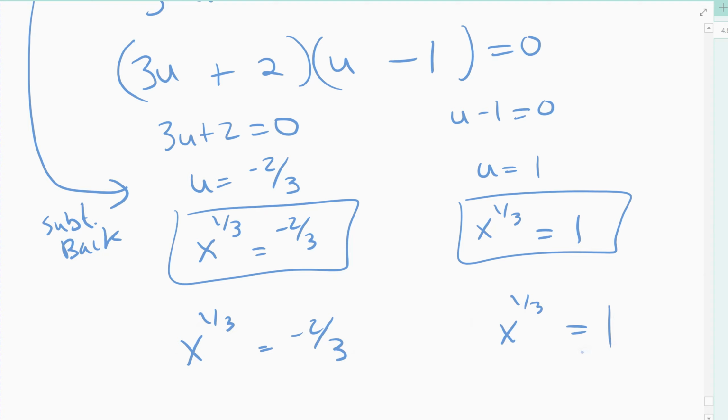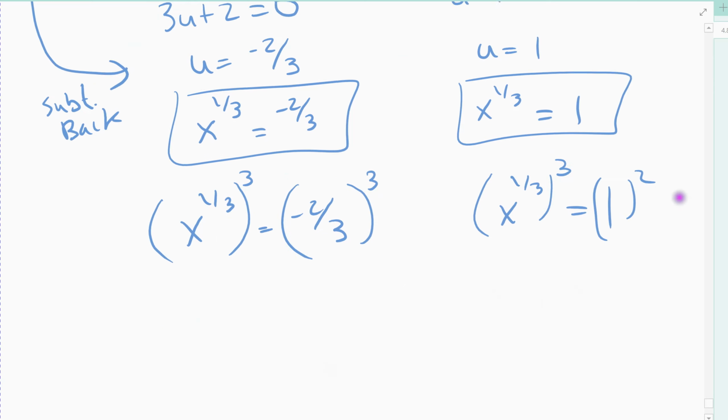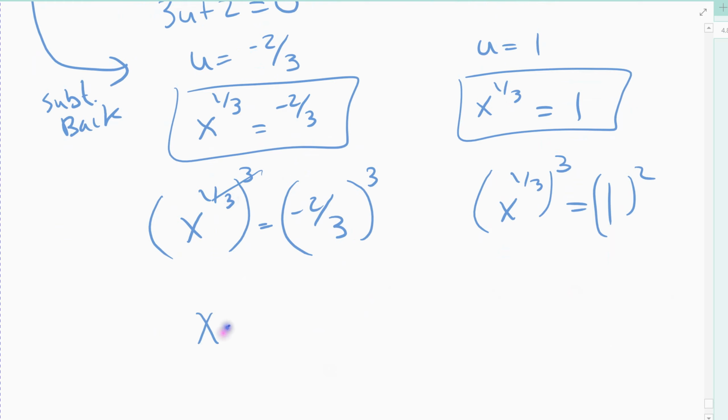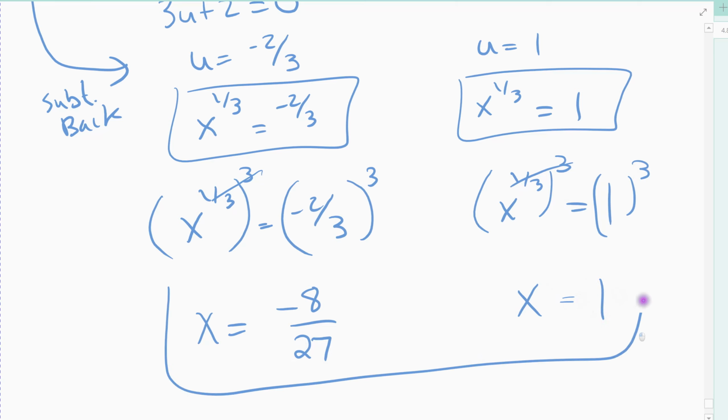And now I use the rules I did before. So this one I'm going to get rid of the 1/3 by cubing. And it's just a cube, so I don't do any type of plus or minus. And so that's just going to give me x equals negative 2 cubed over 3 cubed. So 2 cubed is going to give me negative 8, 3 cubed is 27, and I don't believe that simplifies. And then over here, that should have been a cube, not a square. But it doesn't matter, because 1 cubed, 1 squared is still 1. And so there are my answers.